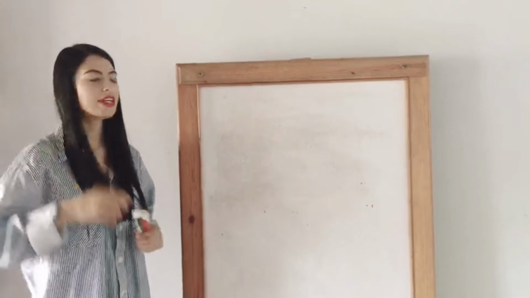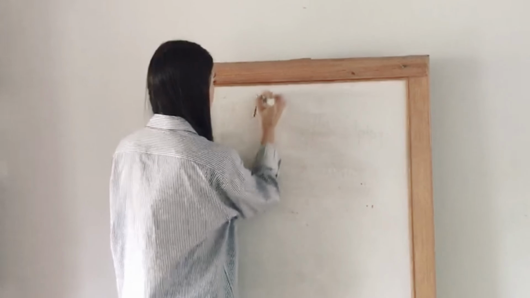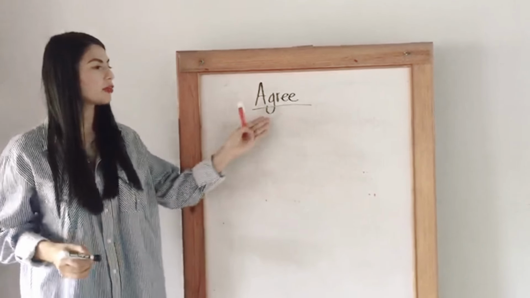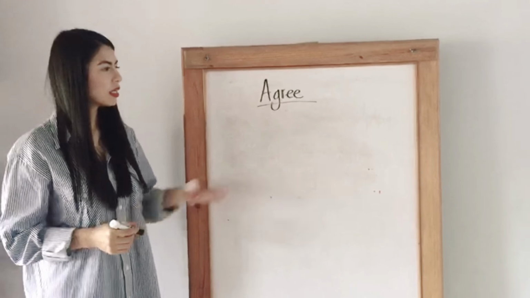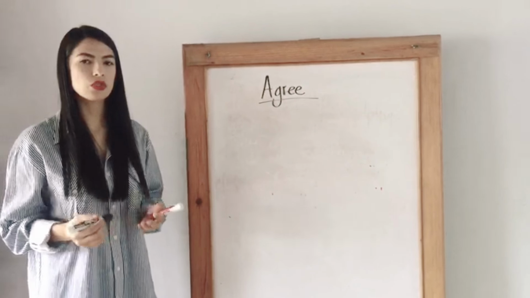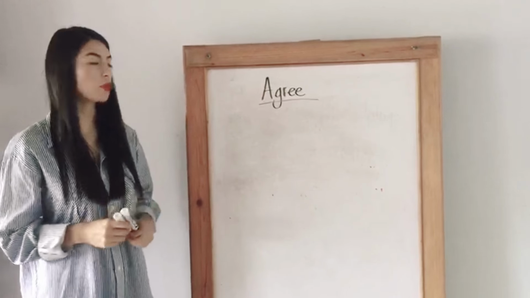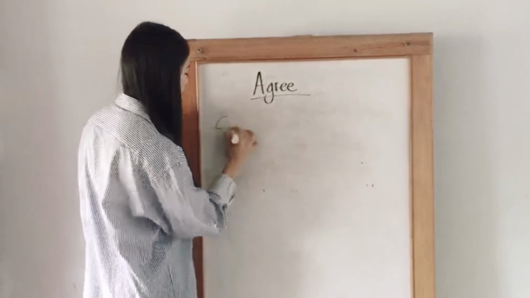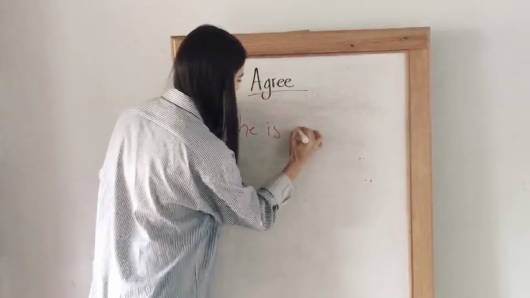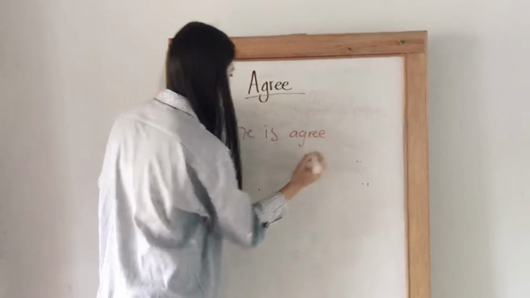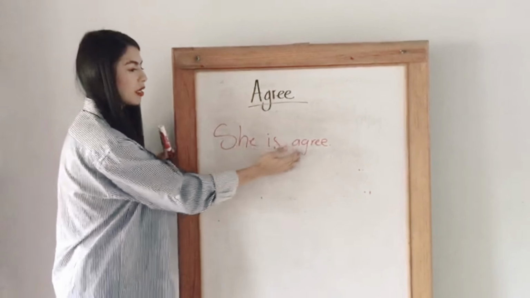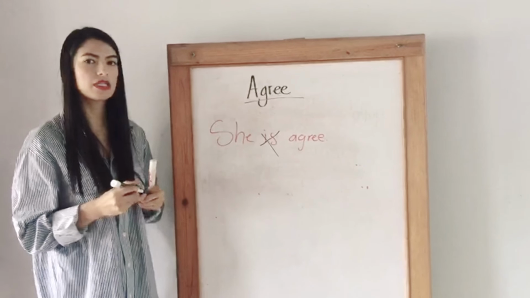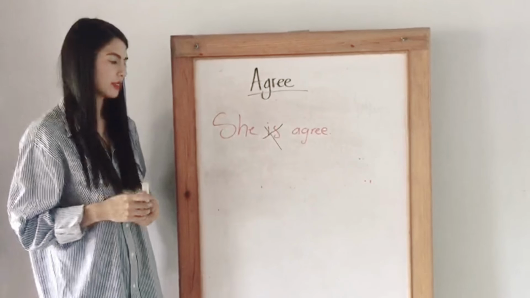Mistake number 4. Now we are going to talk about the verb agree. We use the verb agree with simple present. This common verb is used in the wrong way because people use the verb agree with the verb to be. As an example, she is agree. This is incorrect in English, but in Spanish it is correct.